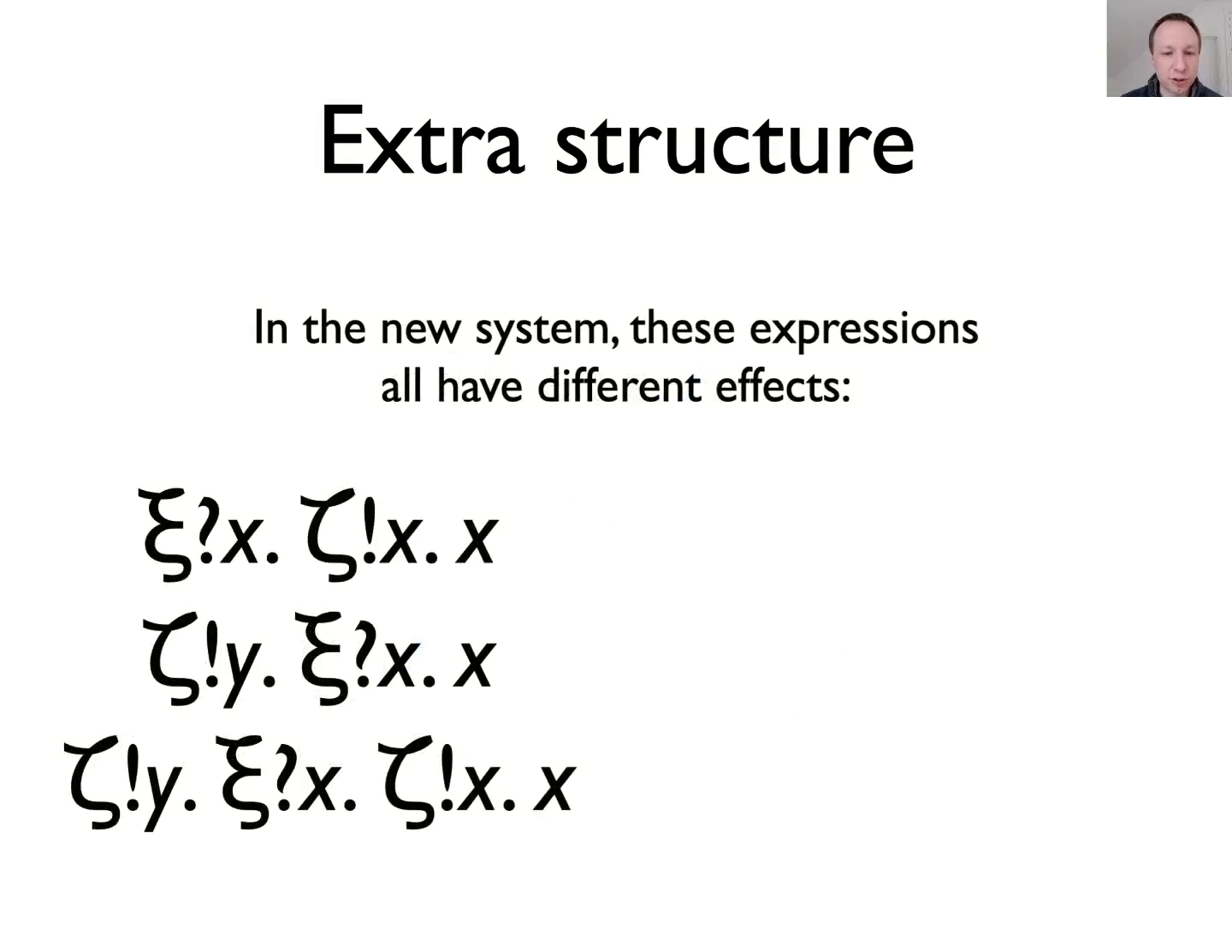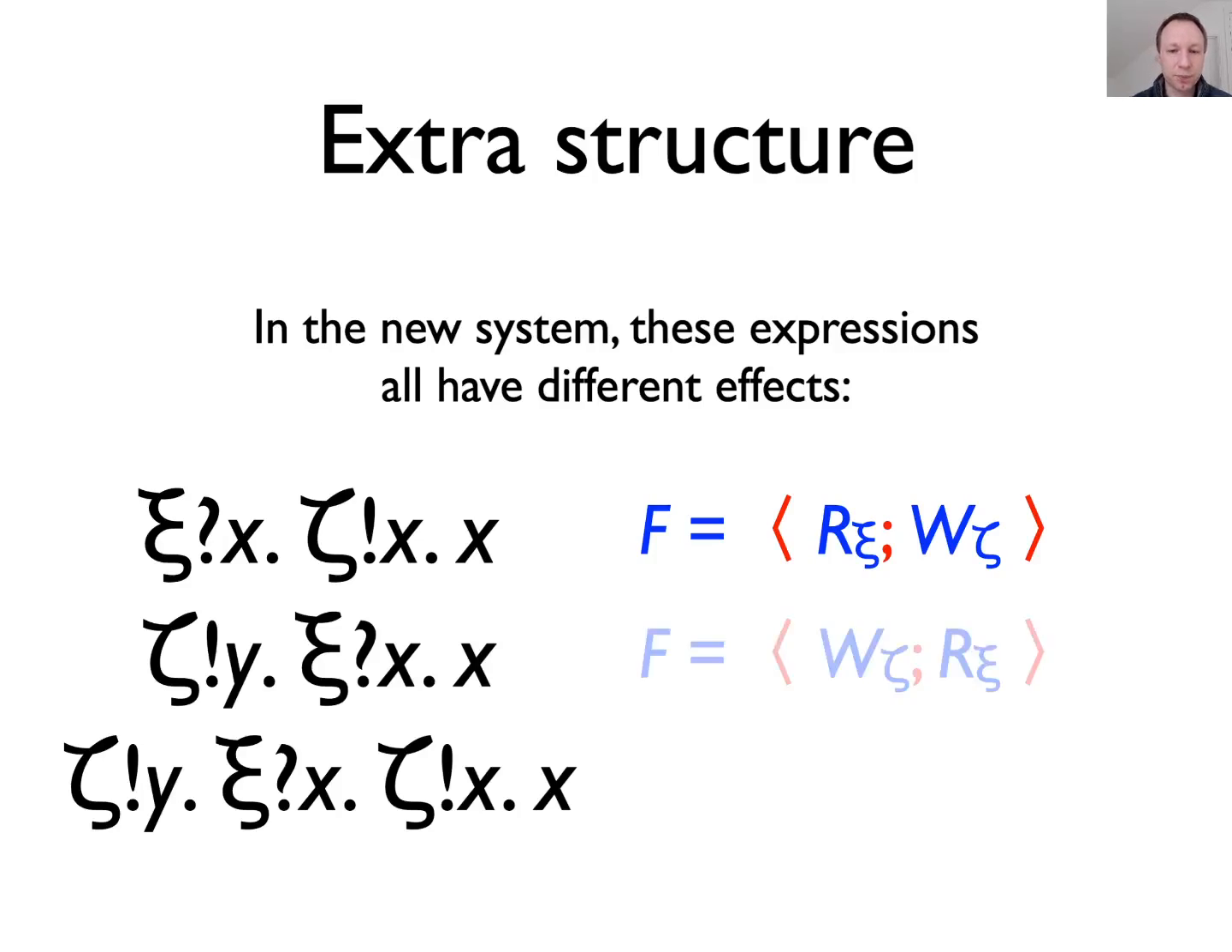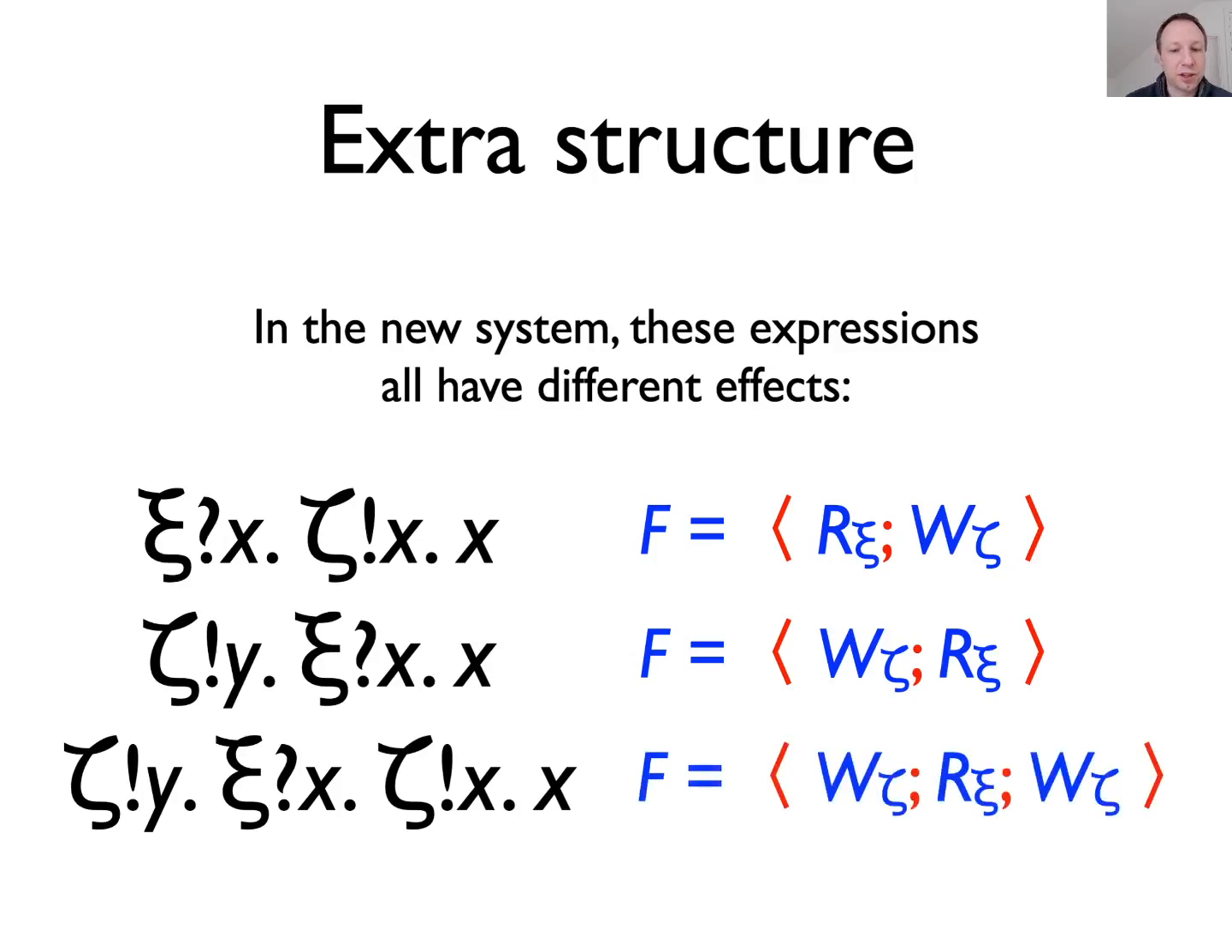Now that we've got those sequences, we can see that all of these have different effects. The first one obviously reads from xi and then writes to zeta. The second one writes to zeta before it reads from xi. And the third one writes to zeta, reads from xi, and writes to zeta again.